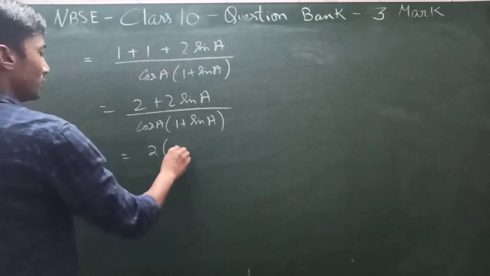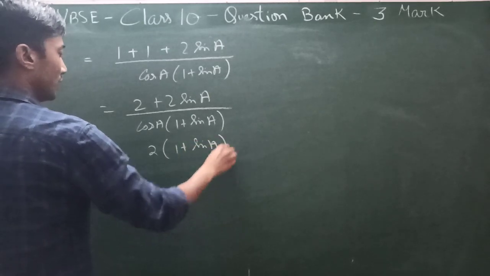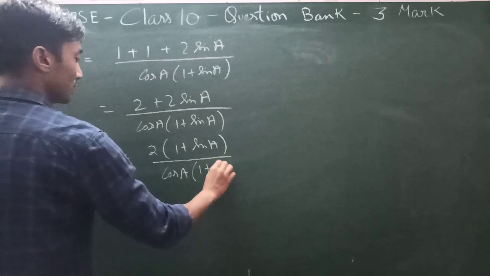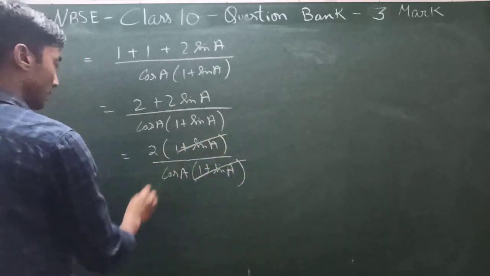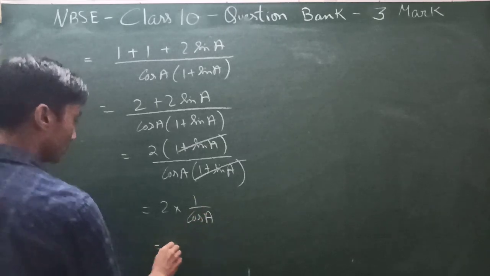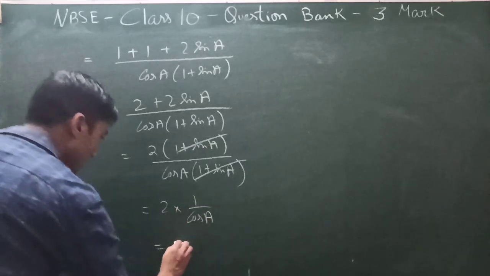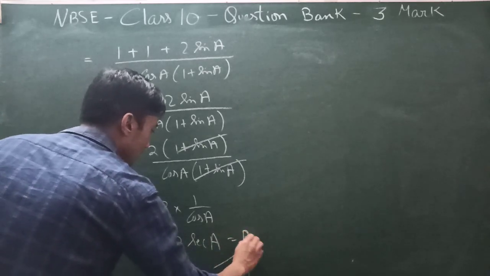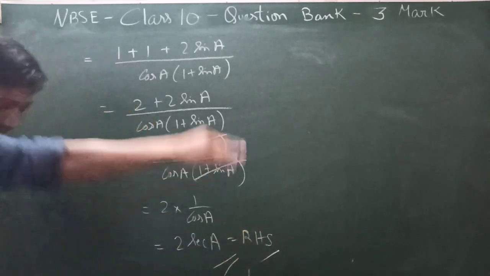Now taking 2 common, I have 1 plus sine A, cos A, 1 plus sine A. 1 plus sine A, 1 plus sine A cancel, so I'm left with 2 into 1 by cos A. Now 1 by cos A is what? Sec A. So this is our right hand side, hence proved.